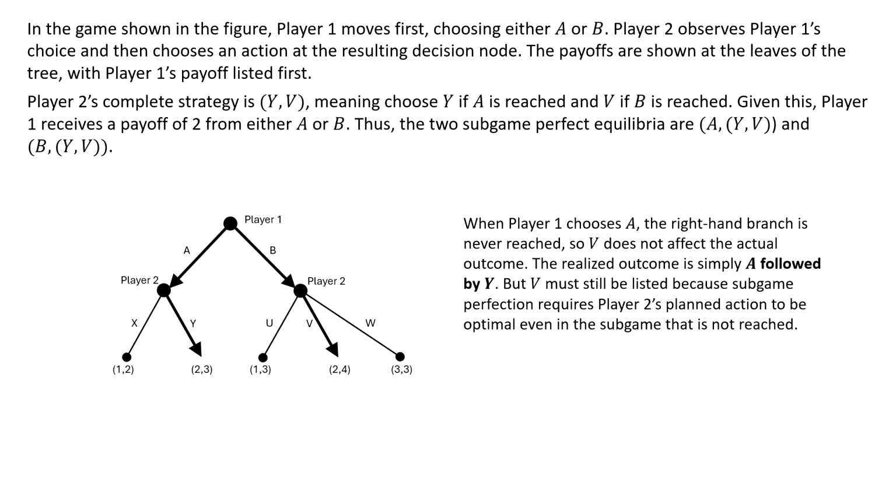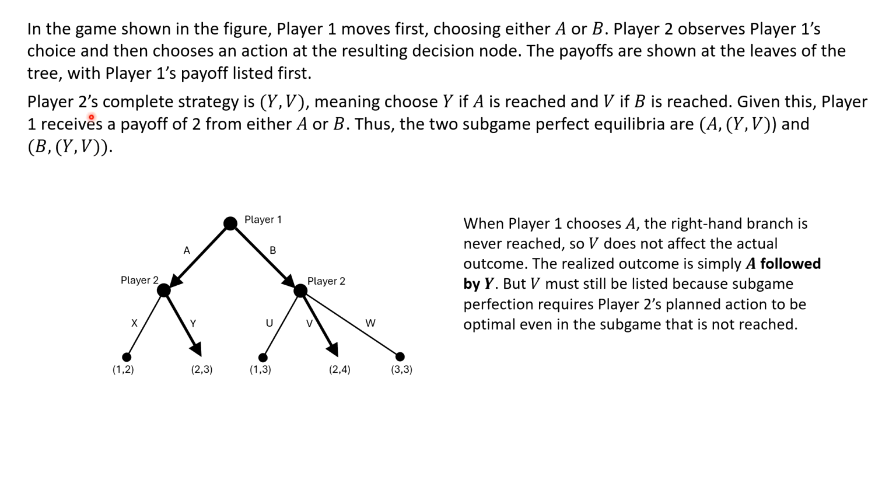In this example, I'll illustrate the subgame perfect equilibrium that I talked about on the previous slide. In the game shown in the figure, player 1 moves first, choosing either A or B. Player 2 observes player 1's choice and then chooses an action at the resulting decision node. The payoffs are shown at the leaves of the tree, with player 1's payoff listed first. You notice this is not symmetric. If player 1 goes with A, player 2 goes with either X or Y. And if player 1 goes with B, player 2 has 3 different choices.